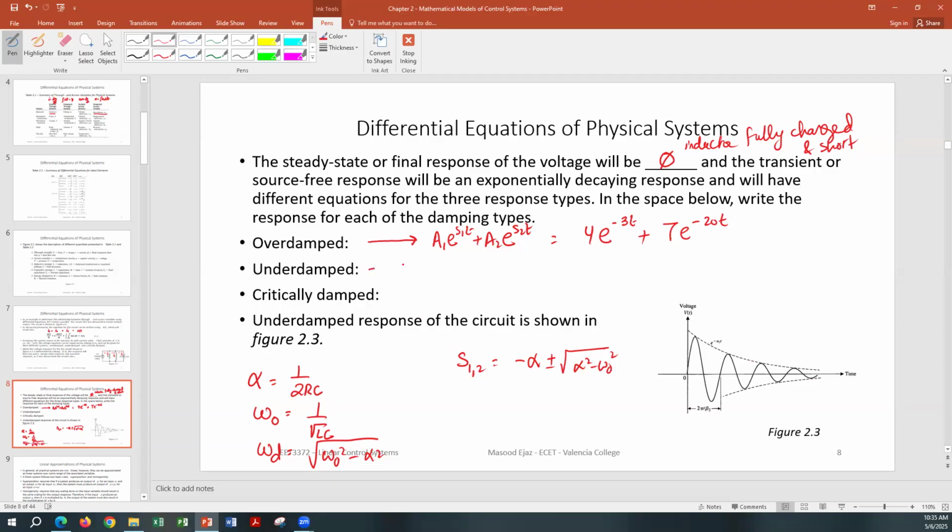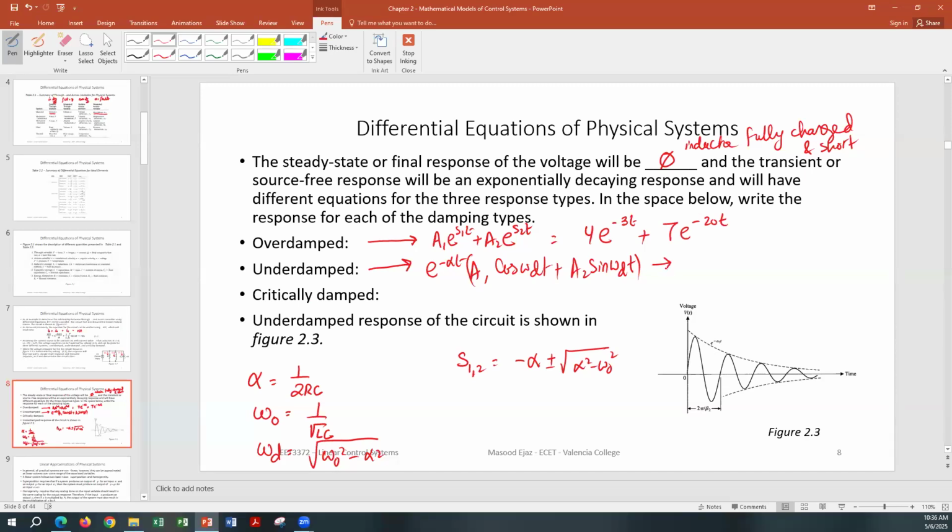All right, what is the underdamped response shape? e to the power negative alpha t, A1 cosine omega_d t plus A2 sine omega_d t. That's what we studied in circuit analysis. And this is basically an underdamped response.